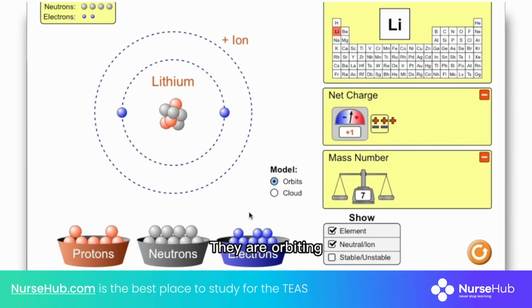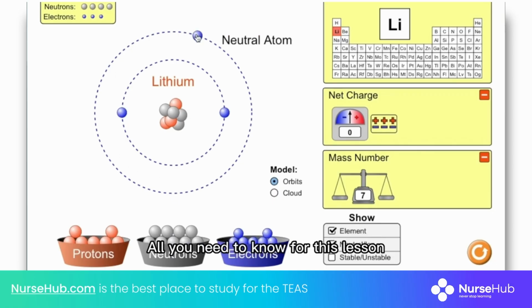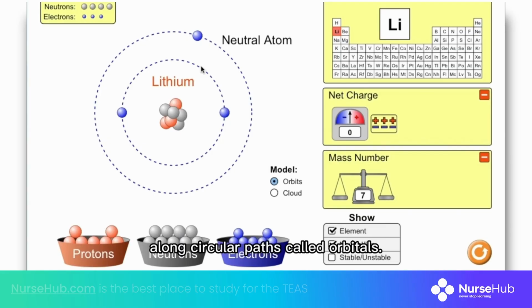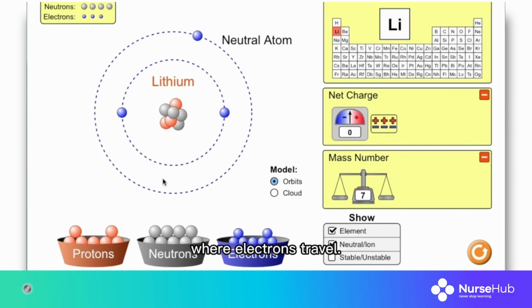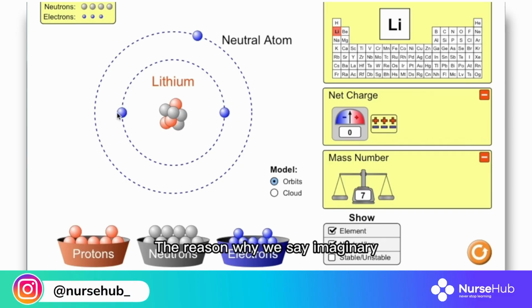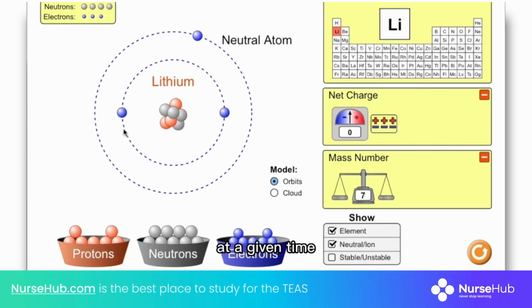They are orbiting, as you see in these circles. All you need to know for this lesson is that electrons are negatively charged subatomic particles that move around the nucleus along circular paths called orbitals. Electrons orbit the nucleus going super fast. Think like speed of light fast. They orbit in these orbitals. These are imaginary paths surrounding the nucleus of an atom where electrons travel. The reason why we say imaginary is because electrons move so fast. In a nutshell, we can't tell exactly where or how they orbit at a given time, so we just imagine that they are orbiting in these circles.